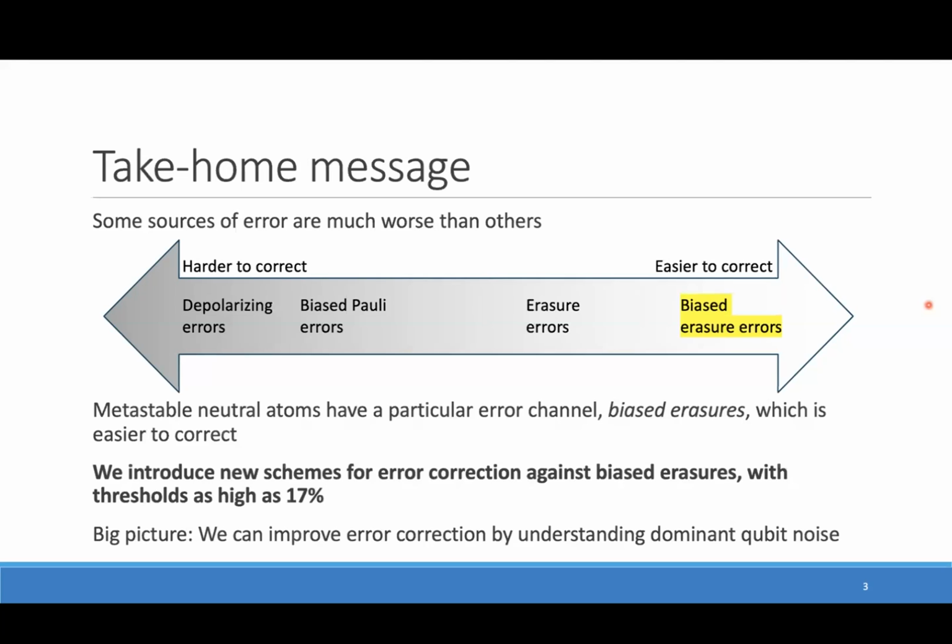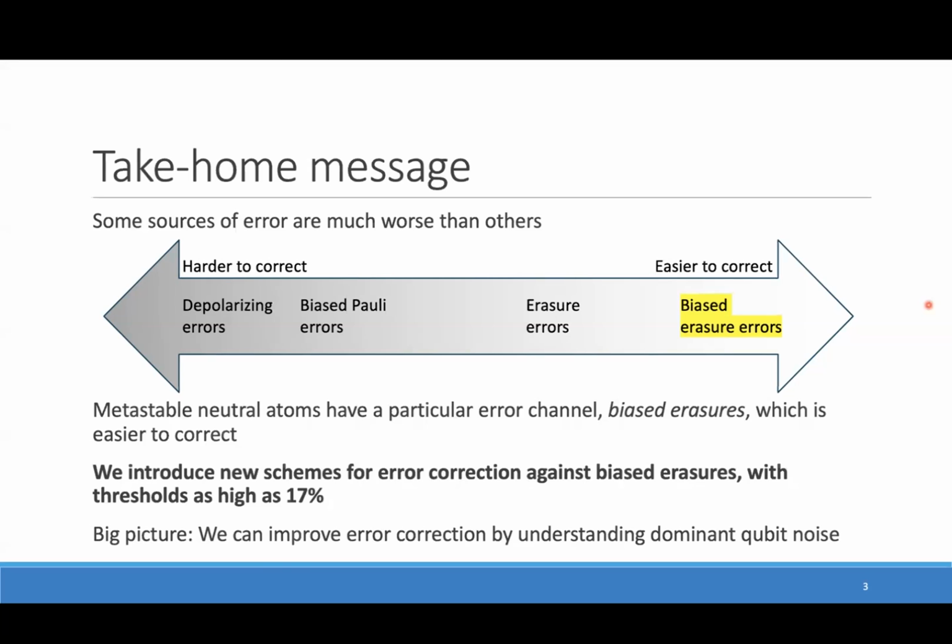A few years ago, it was realized that actually biased Pauli errors, where most of the Pauli noise comes from a single Pauli operator, like the Z operator, is easier to correct than depolarizing Pauli errors. Even further to the right on the scale are erasure errors. And erasure errors are like Pauli errors, except they happen at known locations. You can detect when they occur. And this knowledge of their location makes them even easier to correct.